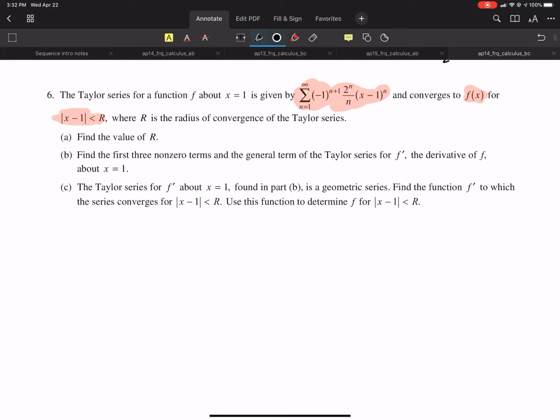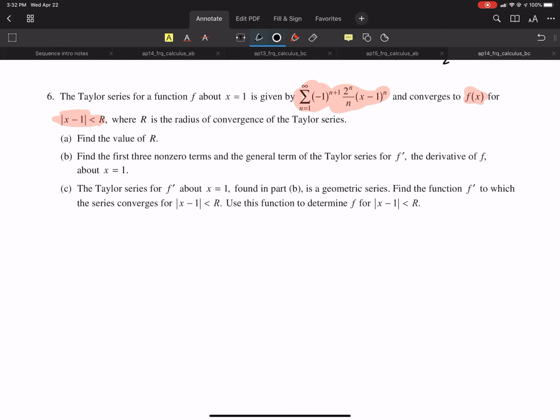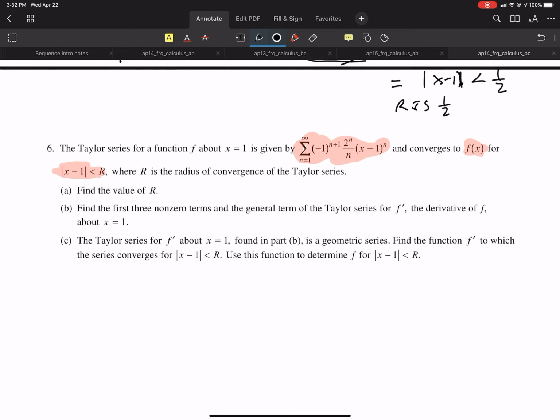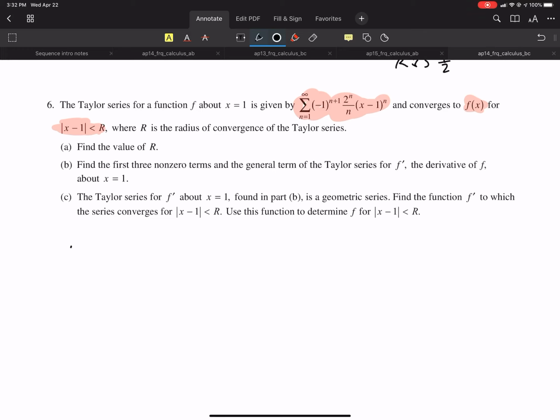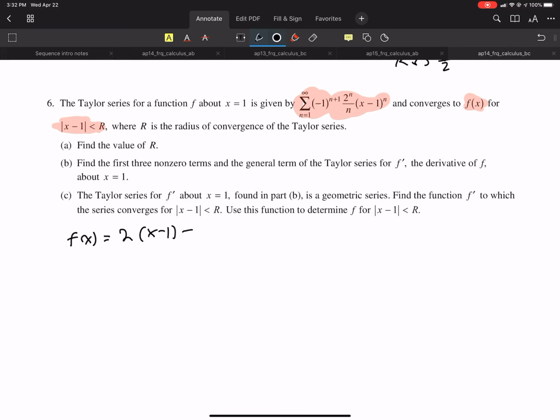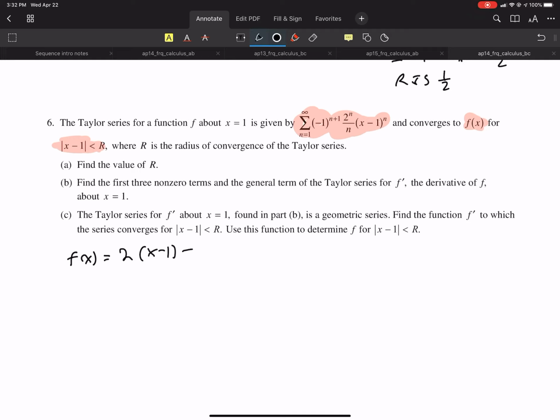Part B, find the first 3 non-zero terms and the general term for the series of f prime about 1. So I'm going to find f first. I'm going to plug in 1 into this, and this will be 2 over 1, so it's 2 times x minus 1 to the 1. I don't need that 1. Then I'm going to plug in 2 everywhere. If I plug in 2 here, it's going to be a minus 2 squared is 4 over 2.